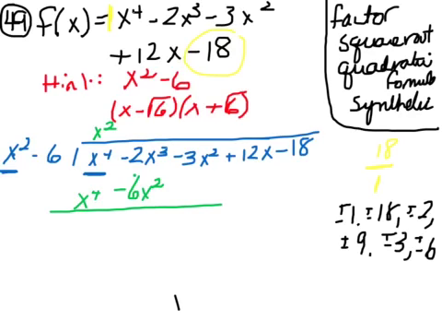Okay, so let's subtract both terms. X to the 4th minus x to the 4th cancels out. Now I have negative 2x cubed left over, and I'm going to subtract negative 6x squared, so that would be plus 6x squared. But remember in long division, don't you always bring down the next term? So I'm going to bring down minus 3x squared.